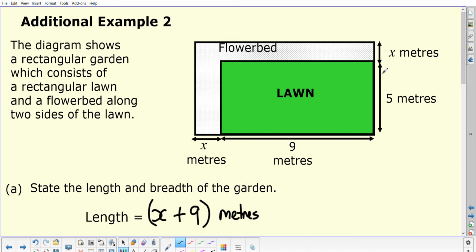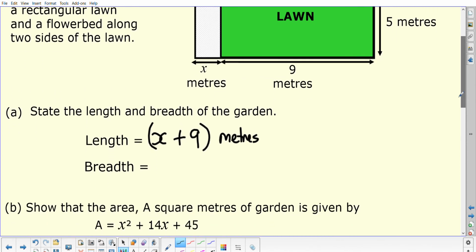And for this other side, your breadth, you can clearly see you've got a 5 and then the extra width of plus x. So we would write that as x add 5 metres.